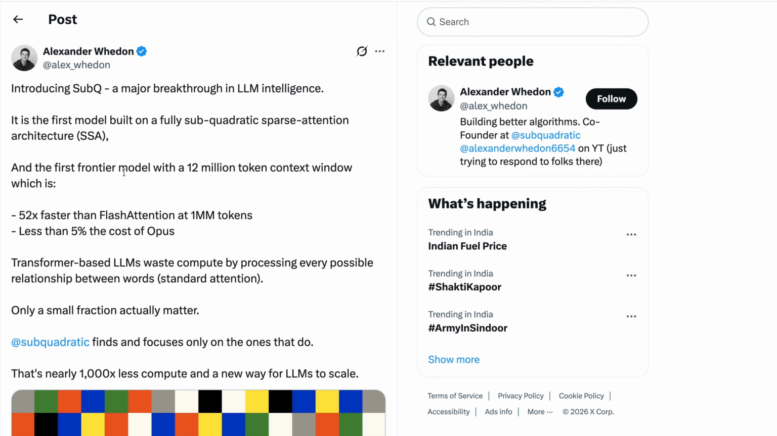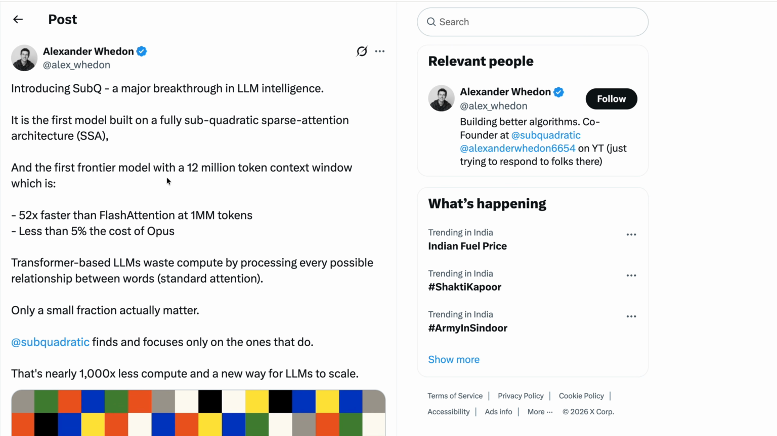Hey everyone, another day, another model, another LLM just launched in the market named SubQ. It's a major breakthrough in LLM intelligence. It's the first model built on a subquadratic sparse attention architecture, that is SSA, and I will explain this part completely. What is this, how does it work, and what is the difference between this and Claude Code and other LLM models?